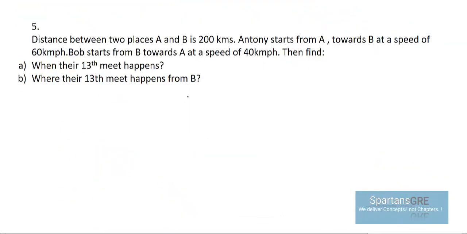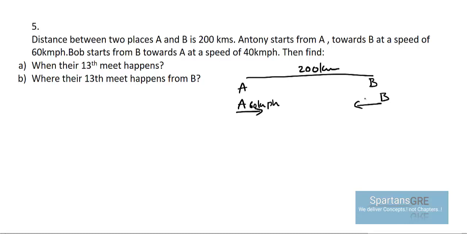Right, our next question says the distance between two places A and B is 200 kilometers. If this is A and this is B, the distance is 200 kilometers. Anthony starts from A towards B at a speed of 60 kilometers per hour. Bob starts from B, so let this be B, at a speed of 40 kilometers per hour. He starts towards A. Then find when their 13th meeting happens and where their 13th meeting happens from B.